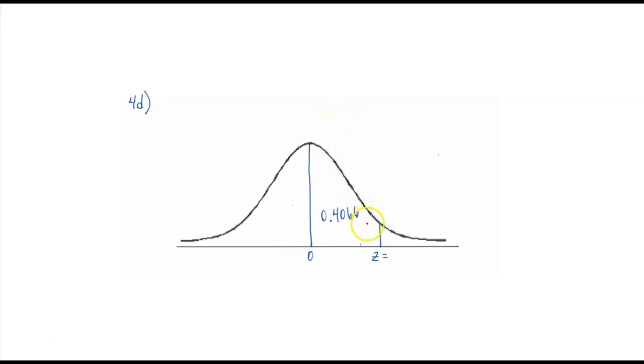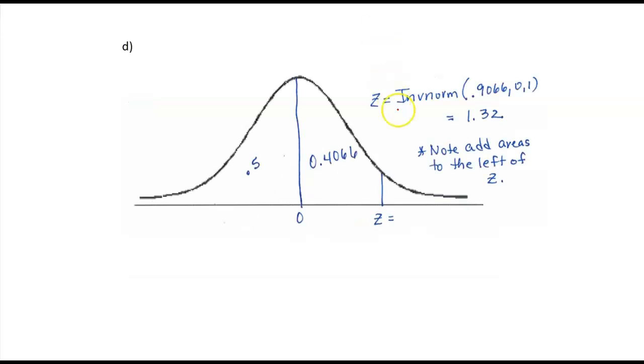Okay, here's another example. Again, try this one. See if you can find this z-score here. Okay, on this one, we know that half of the graph is 0.5. So if this is the z-score that I'm trying to find, I need to find the total area to the left of this. So I'll have to add these two together, and that gives me 0.9066. Then with 0 and 1 for mean and standard deviation, I get 1.32 for my z-score.